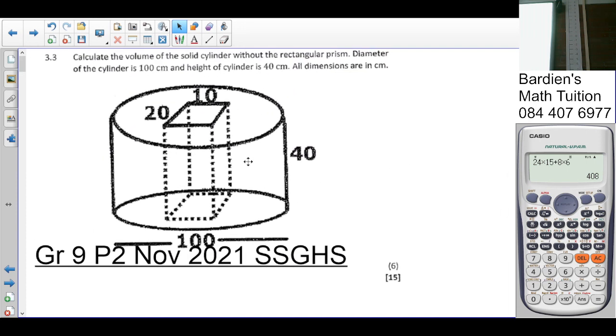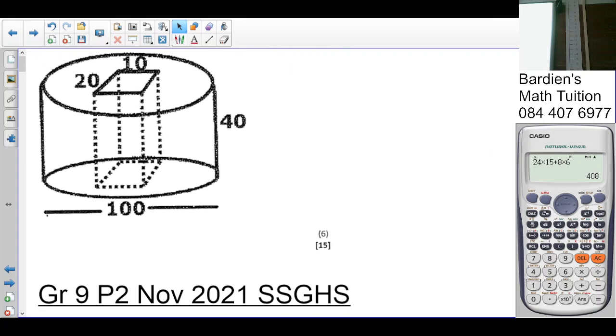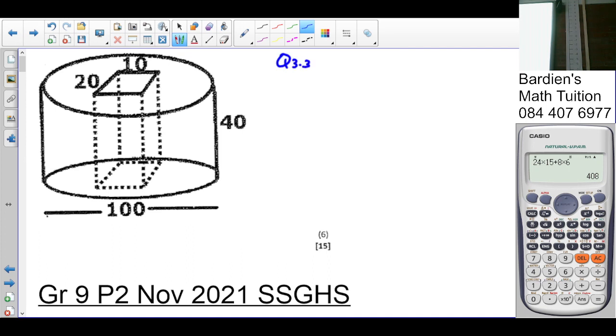Here we are told to calculate the volume of a solid cylinder without a rectangular prism. The diameter of the cylinder is 100 centimeters, and the height of the cylinder is 40 centimeters. So, people, what's happening here is that we have a cylinder. It's question 3.3. We have a cylinder, and out of the cylinder there's a rectangular prism that is cut out. Can you see that?